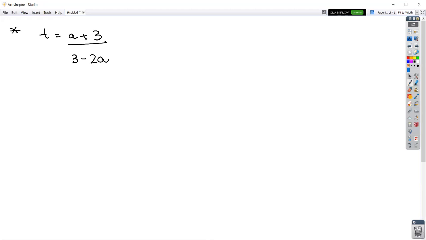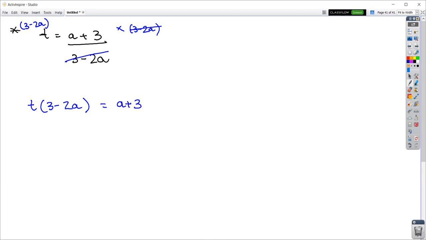Okay, I'm going to start with getting rid of the denominator first. So the inverse would be to multiply by 3 minus 2a on the left-hand side as well as on the right-hand side. On the left-hand side, you see that it's going to multiply with t. So t times 3 minus 2a. On the right-hand side, the top and the bottom are the same. We can simplify them together and we are left with just a plus 3.